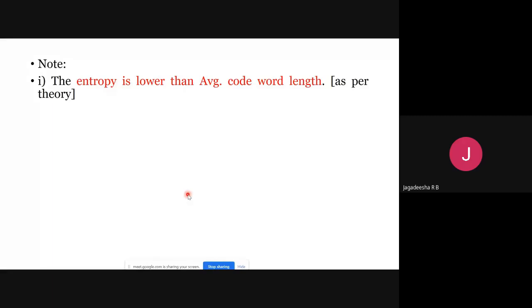Okay, right now I have some note for you here. The entropy is lower than the average code word length. This we have seen. Do you remember this equation somewhere? H of S is always less than or at the most equal to the average code word length. That means when you consider the average code word length and entropy, entropy will always be the lowest, or it may be equal to the average code word length. And obviously then L prime, the average code word length, is less than entropy plus 1.